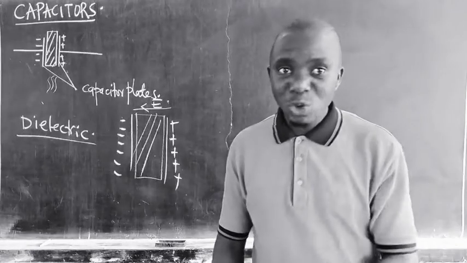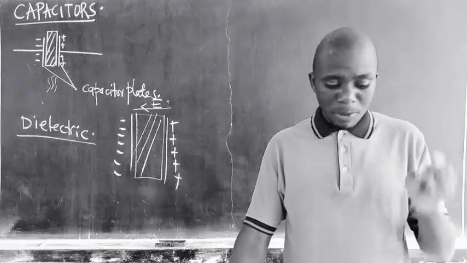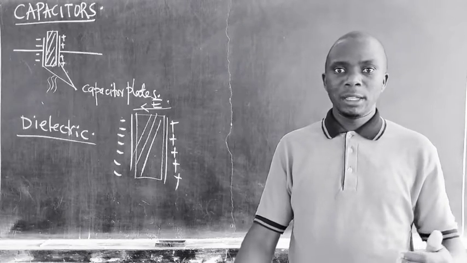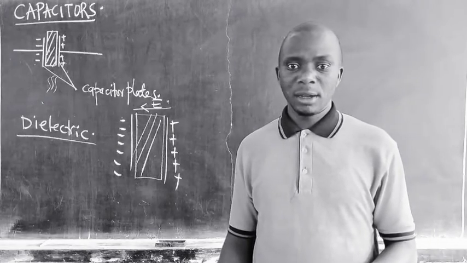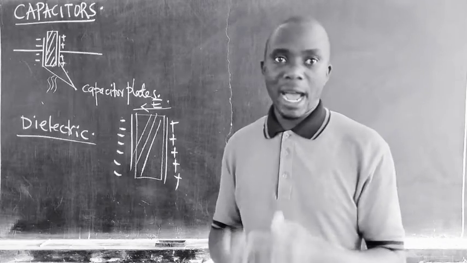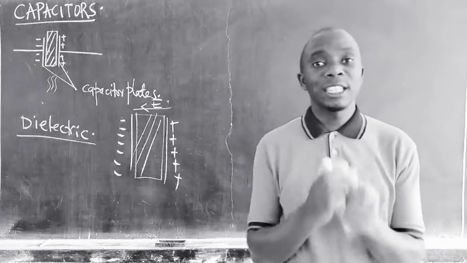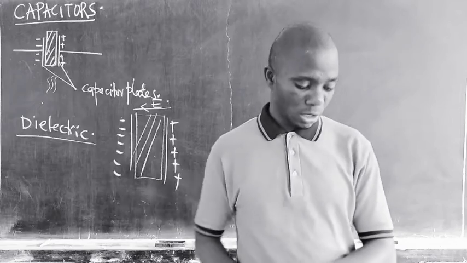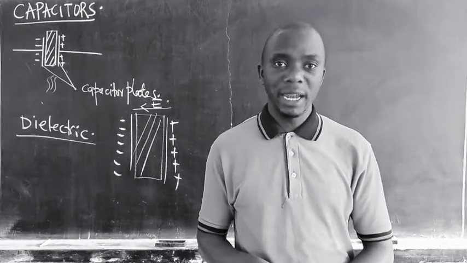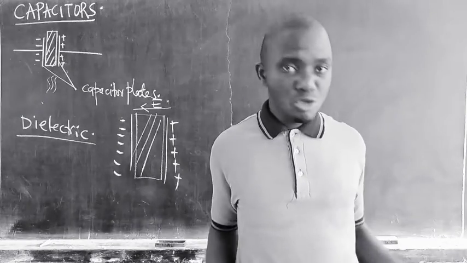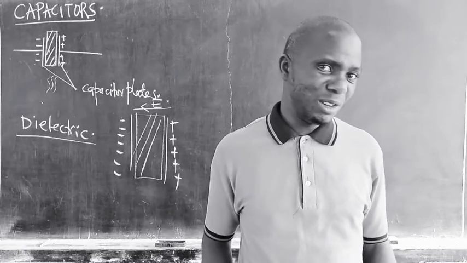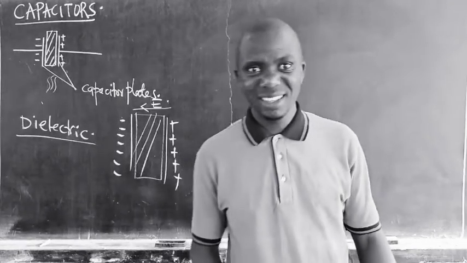3, it ensures that there is no breaking of the insulation by a high electric field intensity. In other words, it ensures that insulation is not broken. Now, how do you choose a good material for a dielectric?